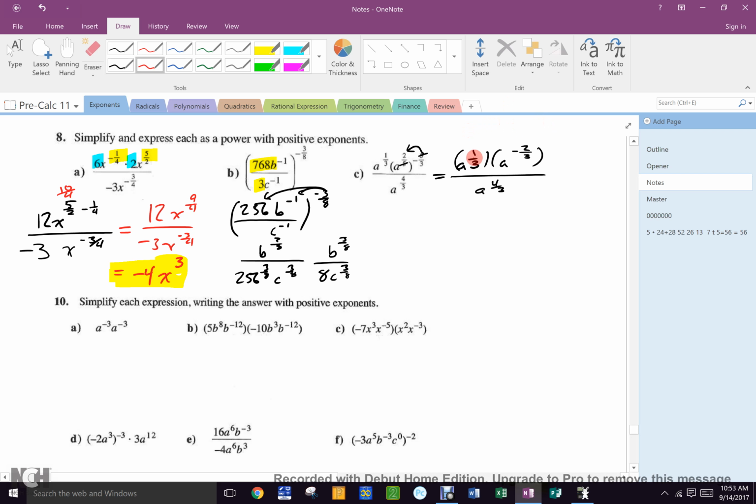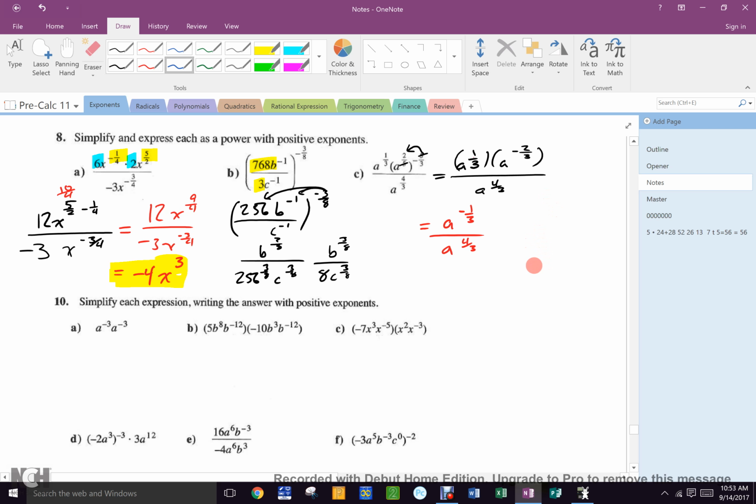What is 1/3 take away 2/3? You don't need to understand fractions to know this answer. What's 1 take away 2? -1. So 1/3 take away 2/3 is what? -1/3. So I have a to the -1/3 over a to the 4 thirds. Now, again, if I had a to the 2 over a to the 4, what would you do with the 2 and the 4? Subtract.